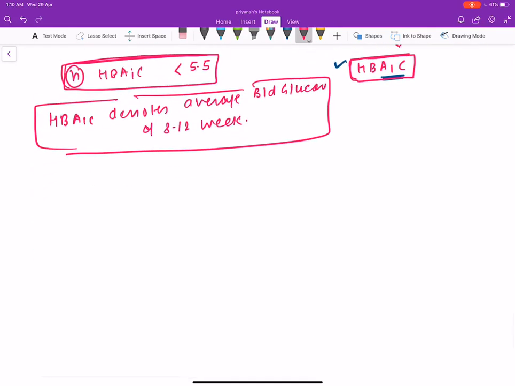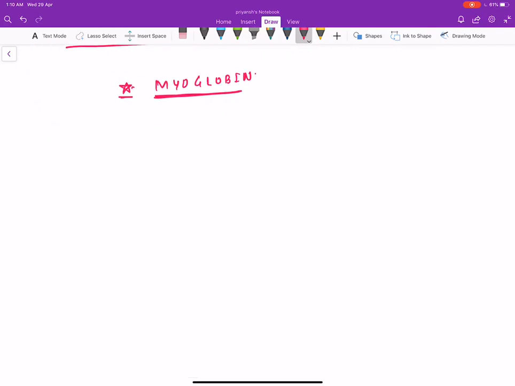Then I want to share information regarding a molecule, that is myoglobin. In the beginning, I told you that heme is not only present in hemoglobin, it is also present in myoglobin. So what is the meaning of myoglobin? Myoglobin helps in the storage of oxygen in skeletal muscle. Hemoglobin helps in the transfer of oxygen, while myoglobin helps in the storage of oxygen in the skeletal muscle.